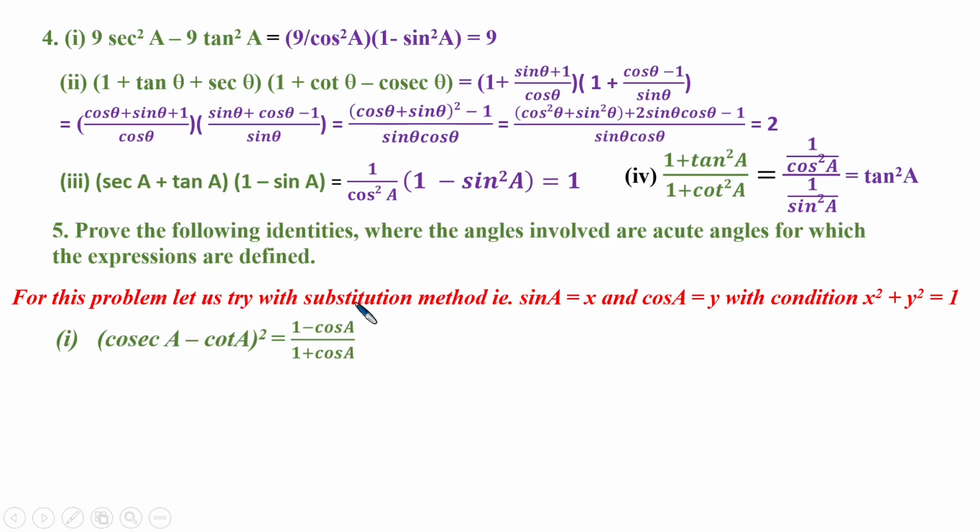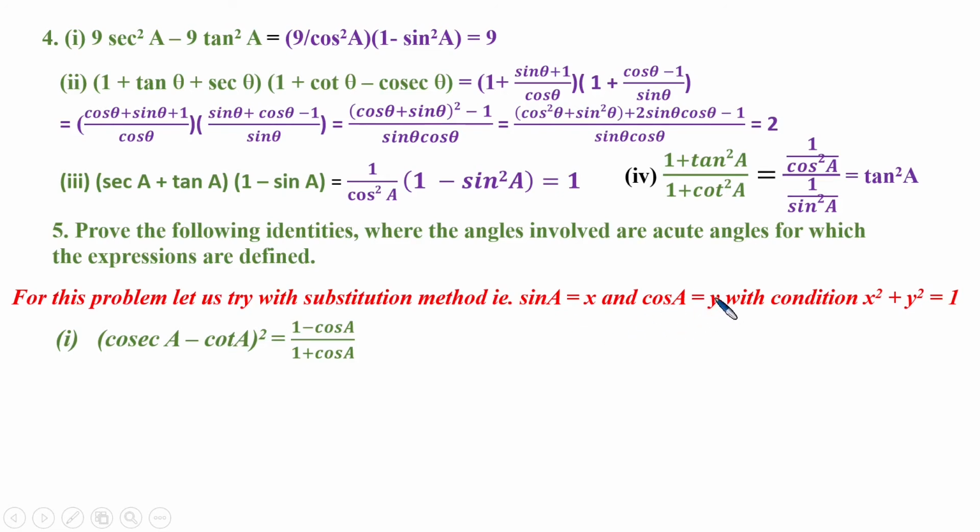So for this problem, let us try the substitution method, that is, sin a is equal to x. I simply write x, and once I solve this, I can put back x is equal to sin a, and cos a is equal to y, again put back y is equal to cos a. But here sin square a plus cos square a is equal to 1, so x square plus y square is equal to 1. This condition is known.